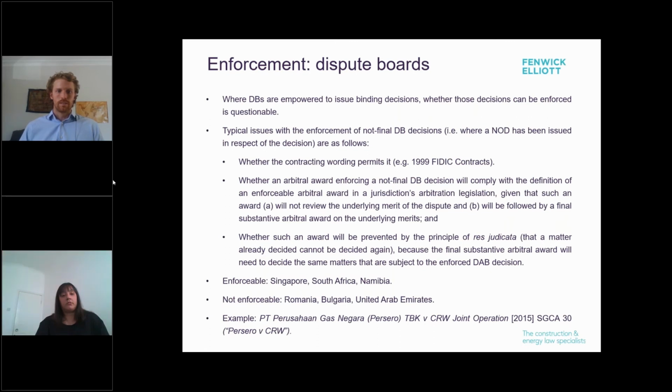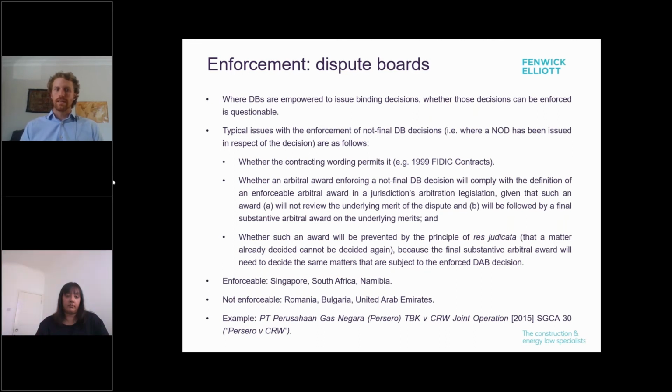Now, this topic can't really be discussed without at least a brief look at the Persero and CRW series of cases. The cases involved a project in Indonesia governed by Indonesian law, with an arbitration agreement under the ICC rules and an arbitration seat in Singapore.